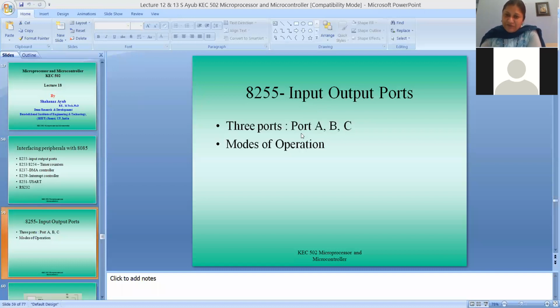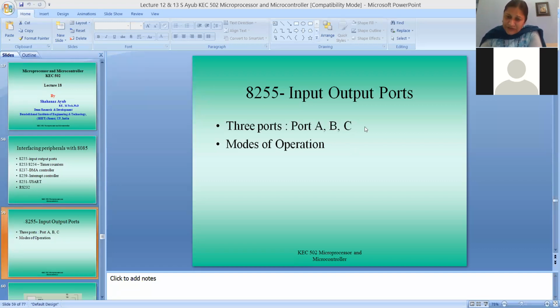That means, suppose you define port A as input port, then all the pins of port A will be input pins. If you assign port B as output port, then all 8 pins of port B will be output pins. So either this will be input or output at a time.